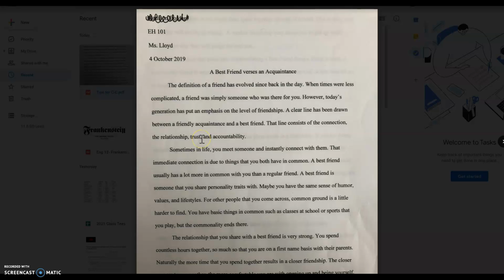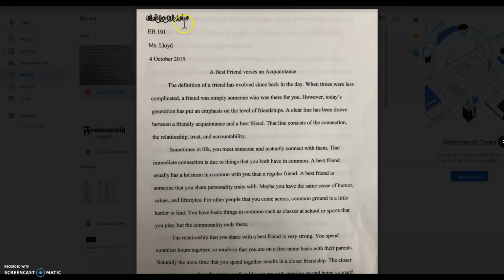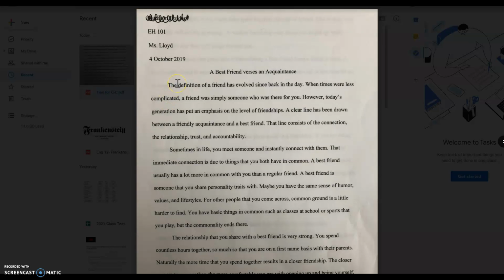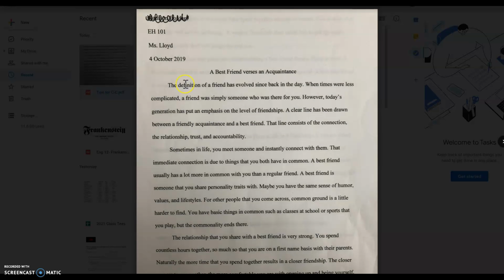Remember that with a comparison contrast essay, a couple of things. Number one, you still have to have an introduction and a conclusion. Your introduction sets up your purpose for comparing and contrasting, and then your conclusion ties it all together. You also can, as far as your organization goes, I'm going to show you a couple of things. I've got some sample essays here to show you in just a second.